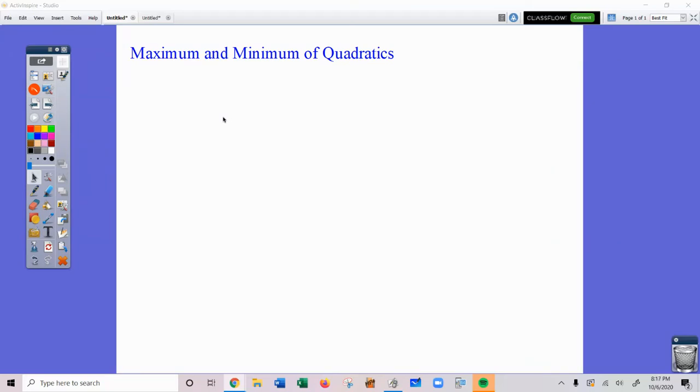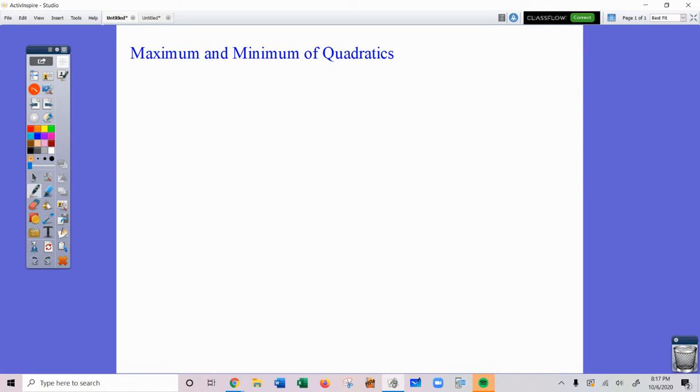Today we are going to be looking at finding the maximum and/or minimum of a quadratic. It's just going to depend on what type of quadratic we have. So the first thing we need to decide is how we know if a quadratic has a maximum or if it has a minimum. When we were using Desmos to graph quadratics, we should have noticed one of two things happening when we were graphing it.